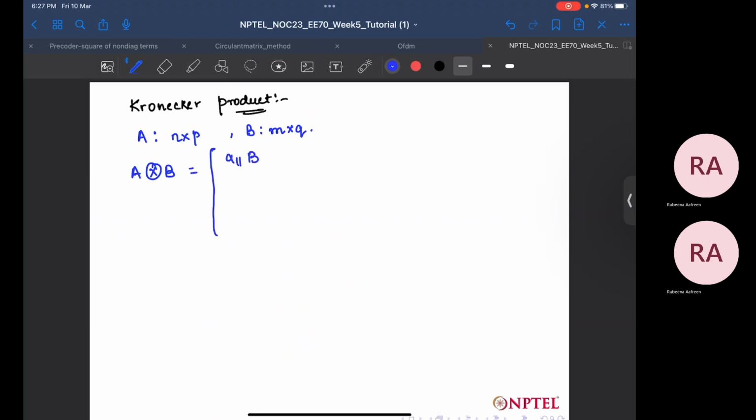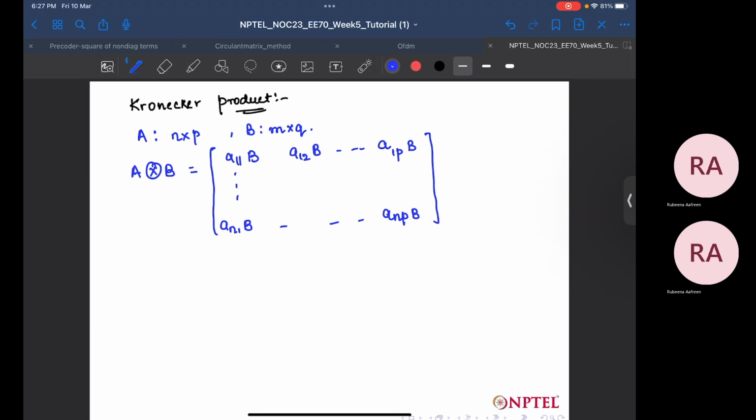first term times matrix B, then second term times matrix B. Likewise, here it would be a_1p into B. Likewise, here it will be starting with a_n1, again matrix B, and likewise a_np into matrix B. So each term is multiplied by this m cross q matrix, right?